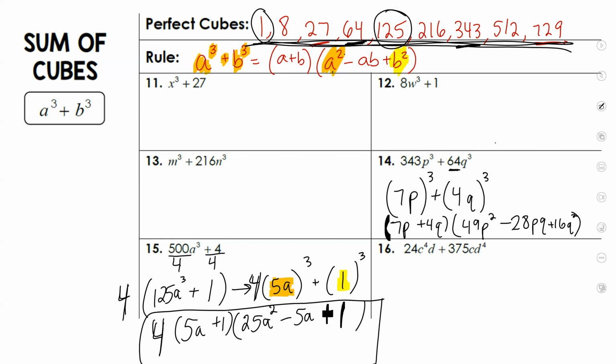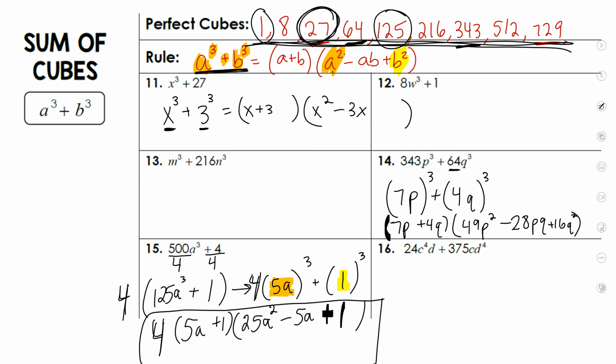All right, here's number 11. We can write this as x cubed plus 27 can be written as 3 cubed. So now I have it in this form. So that means a and b, well, this is a and this is b, so that'll be x plus 3. And then this part, a squared would be x squared. AB is x times 3, that's 3x, and we're subtracting it. Plus, it wants b squared, so this 3 squared would be 9. So this is your answer for 11.